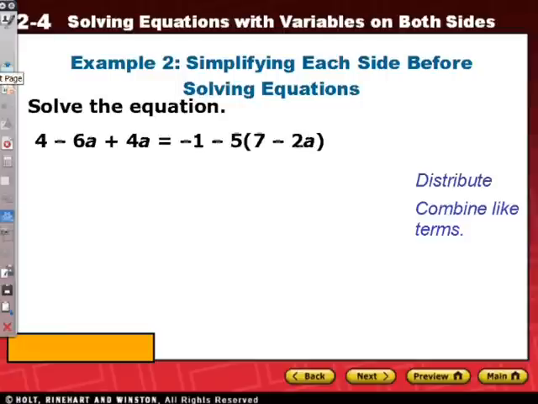So here's another one. This one's a little more complicated. You can go ahead and just watch this one unless you're dying to write it down. We've got a lot going on here. We've got some distributing on the right side. We've got some things to combine on the left side.